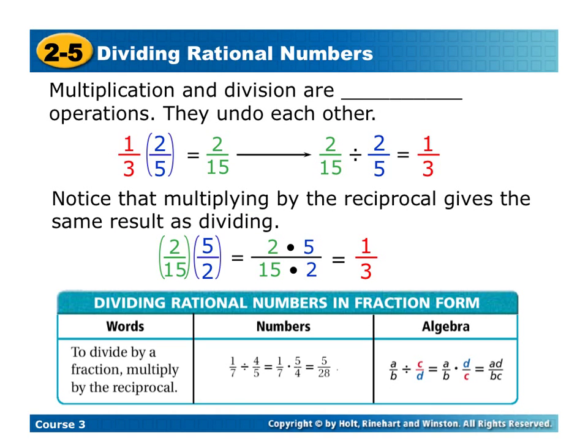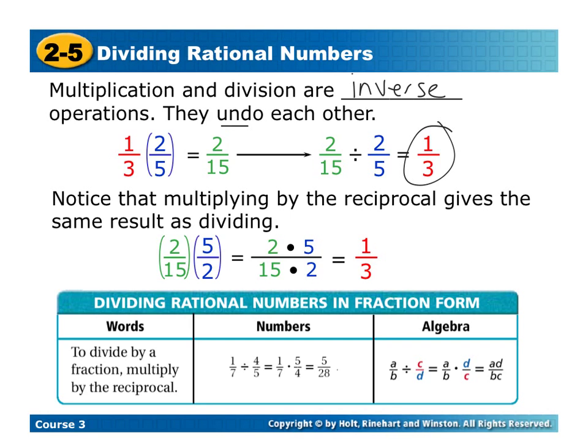Another thing to note is that multiplication and division are what are called inverse operations. So essentially they undo one another. For example, if I have 1/3 times 2/5, multiply straight across, we get 2/15. And then if you look, 2/15 divided by 2/5 gives us 1/3.